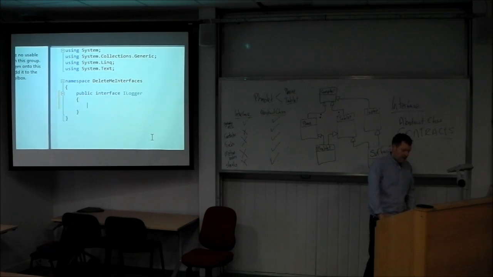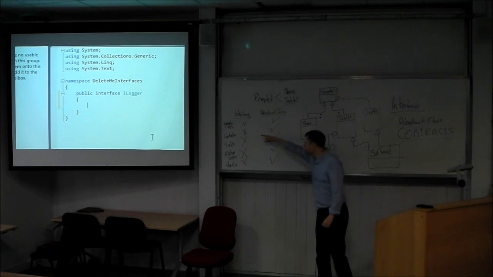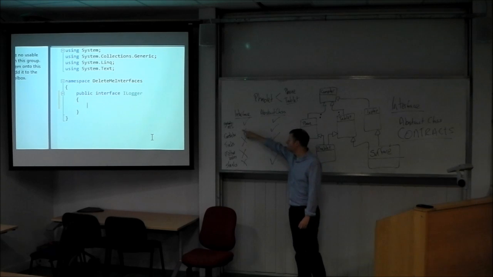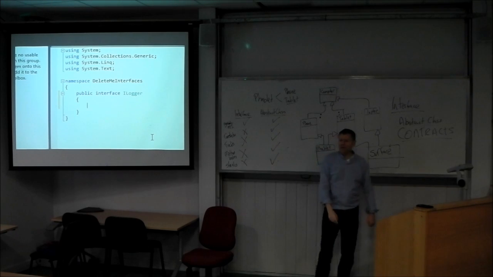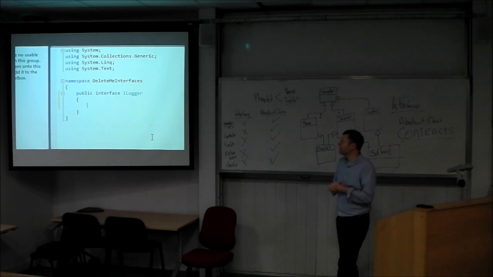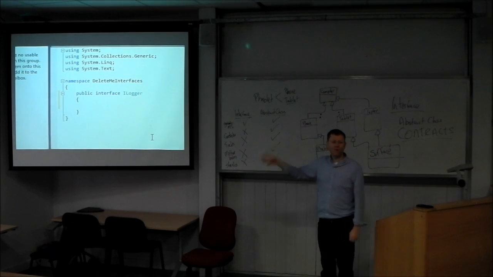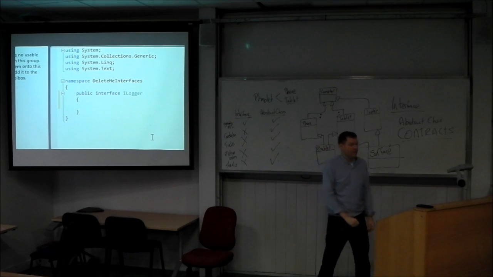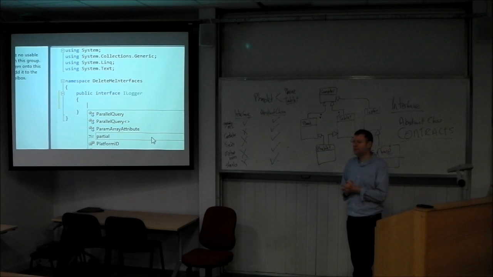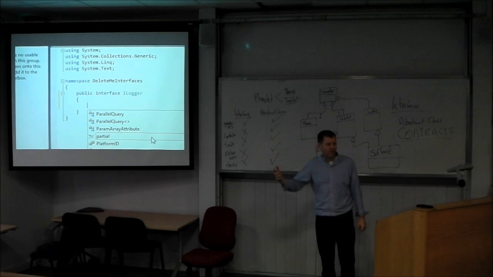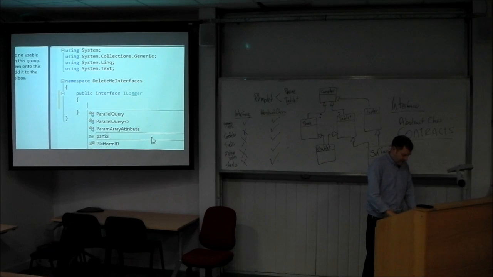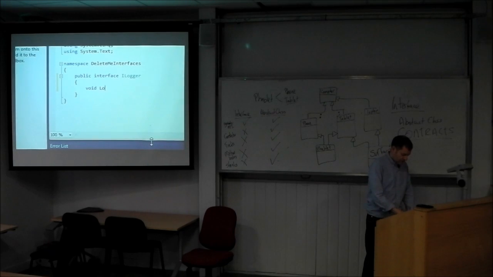Now, remember I said here, can't put a constructor, can't put a field, can't put method bodies, can't put statics. The only thing we can put here is the API, the methods. The other thing as well is, in C#, you can't make any of the methods private. They have to be public when you're doing an interface. By that I mean you don't put the word public or private in there, it just defaults to public. So we want a method here, void log.